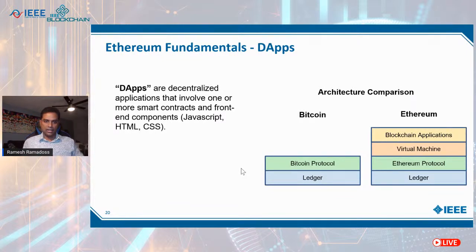Now, another concept, decentralized applications or dApps. dApps are built on top of the virtual machine, and they typically involve one or more smart contracts with a front end, such as JavaScript, HTML, CSS. In fact, if you look at a website running dApps, it will look pretty similar to what we use today. The only difference is the back end. It'll be using this blockchain stack, such as Ethereum or any other blockchain for that matter.